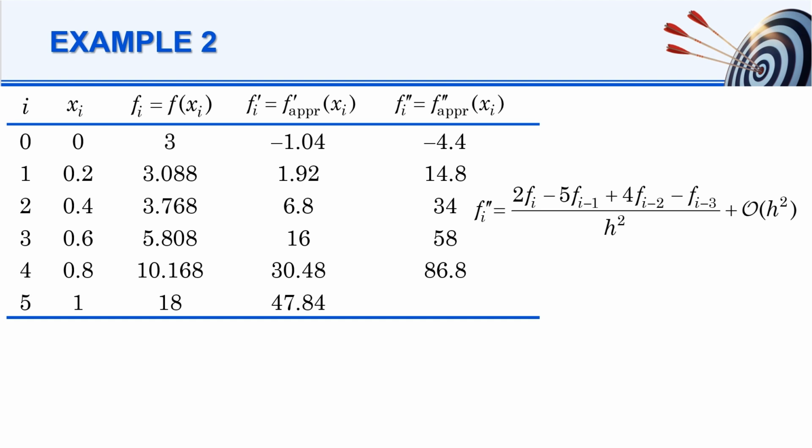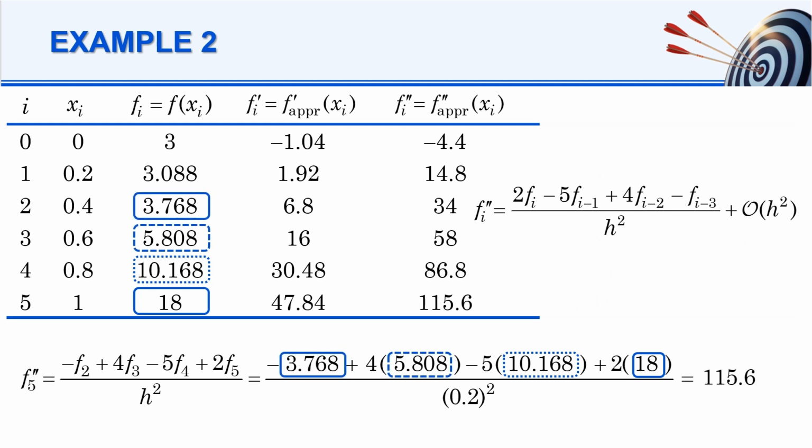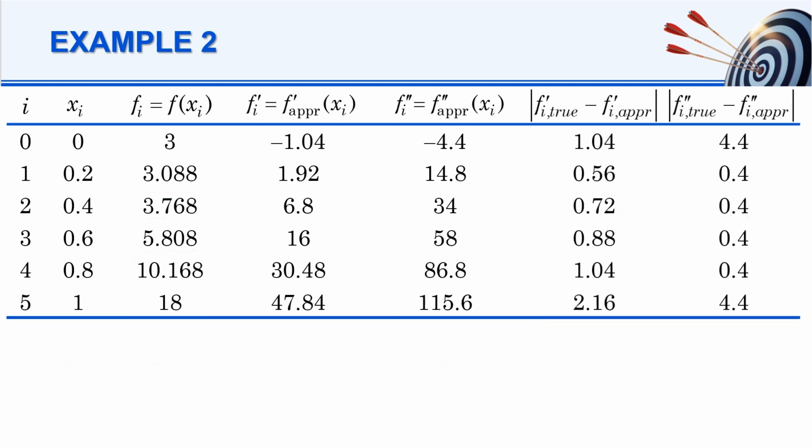Finally, for i equals 5, we use the second-order backward difference formula, which results in 115.6. Note that the true errors for the computed derivatives are provided in the last two columns of the tabulated results.